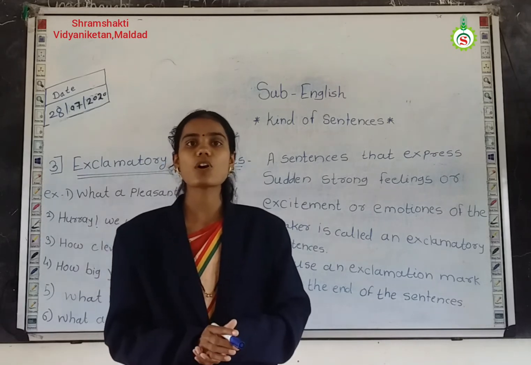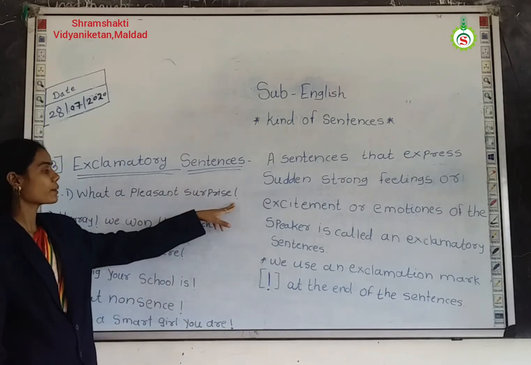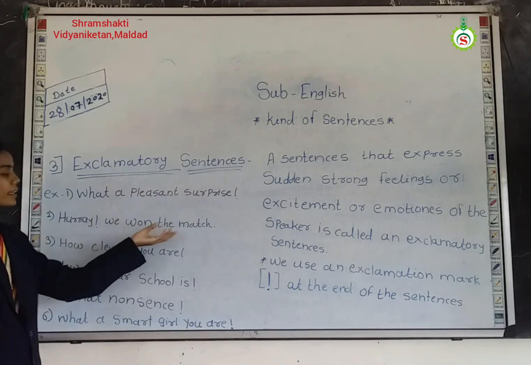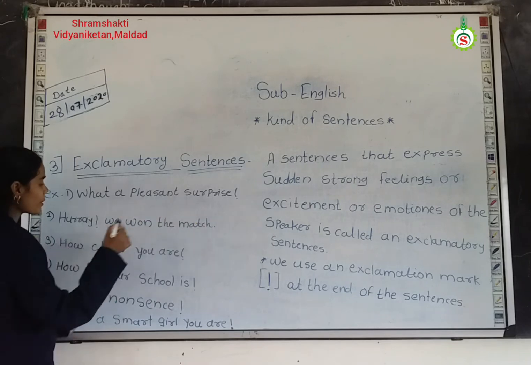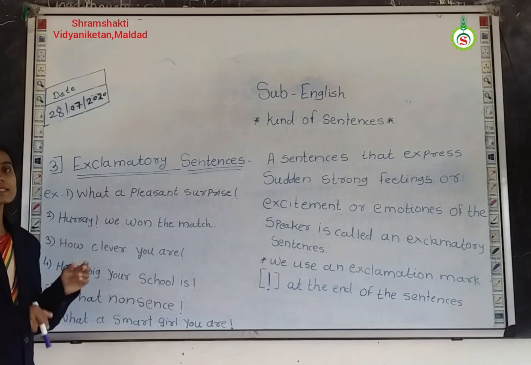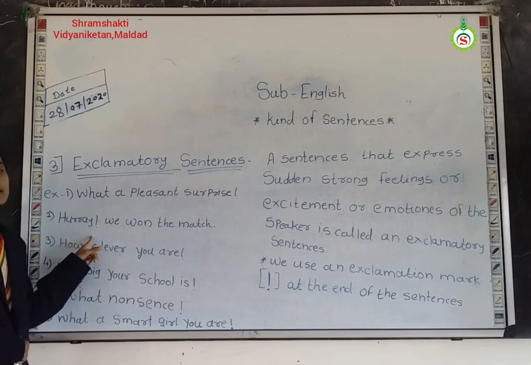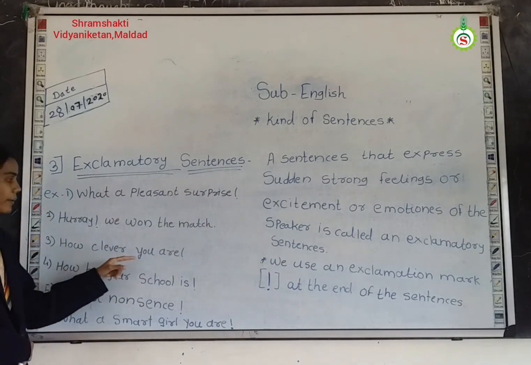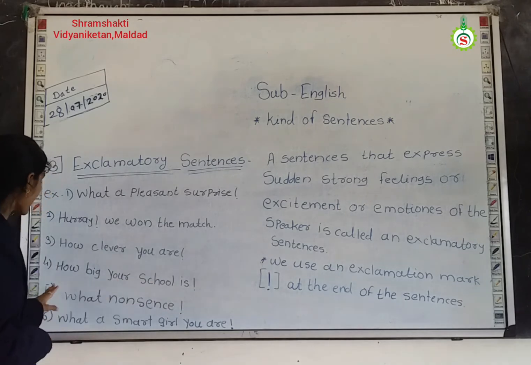Now we see some examples of exclamatory sentences. The first example is: What a pleasant surprise! Then we use an exclamation mark. Then the second example: Hurray, hooray, we won the match! So students, in this sentence we do not use the exclamation mark at the end of the sentence. We use it here. If a sentence has an introduction, hooray is the introduction, then after the introduction we use the exclamation mark and not at the end of the sentence. Okay. Then the third sentence: How clever you are! Then: How big your school is! And then we use an exclamation mark. Then: What nonsense! Then: What a smart girl you are!